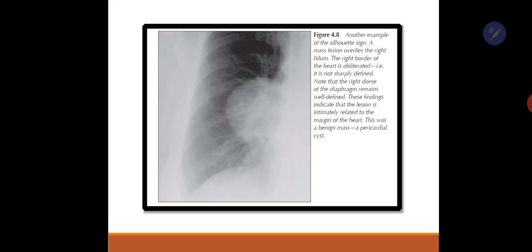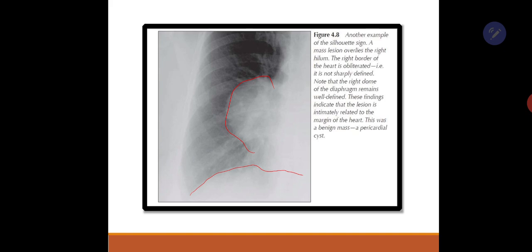Another example of the Silhouette sign: a mass lesion overlies the right hilum. This is the right hilum, and it overlies the right hilum. The right border of the heart is obliterated. You can see the right border of the heart is obliterated. You cannot make it out clearly. It is not sharply defined. Note that the right dome of the diaphragm remains well defined. See, this is the right diaphragm, and it looks well defined. These findings indicate the lesion is intimately related to which lobe? I think it should be the right middle lobe.